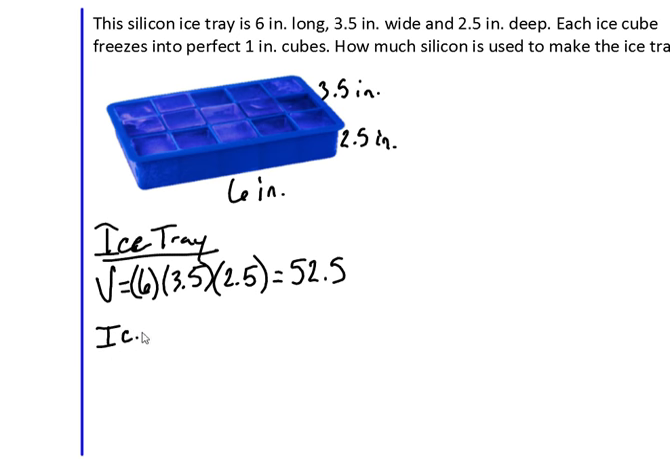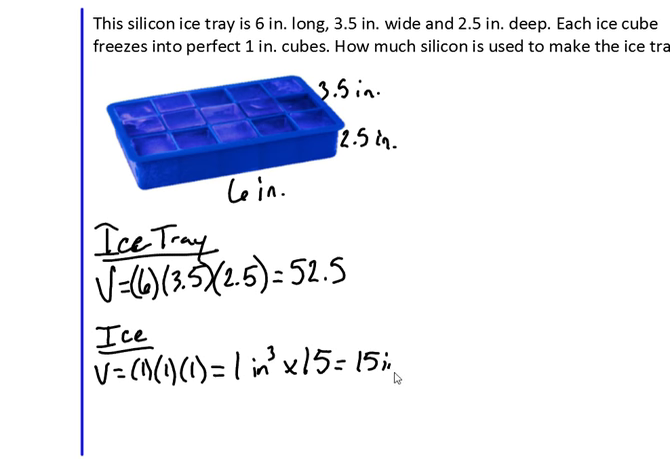Now we have to find the volume of each ice cube. So this is the actual ice. The ice are formed into cubes, and they are a perfect 1-inch cube. So that would be 1 length, 1 width, and 1 height. Comes out to exactly 1 inch cubed. But since I have how many of these? Well, let's look at the tray. 1, 2, 3, 4, 5, 6, 7, 8, 9, 10, 11, 12, 13, 14, 15. 3 by 5 is 15 ice cubes. So I'm going to times this by 15. So all the ice together is 15 inches cubed.